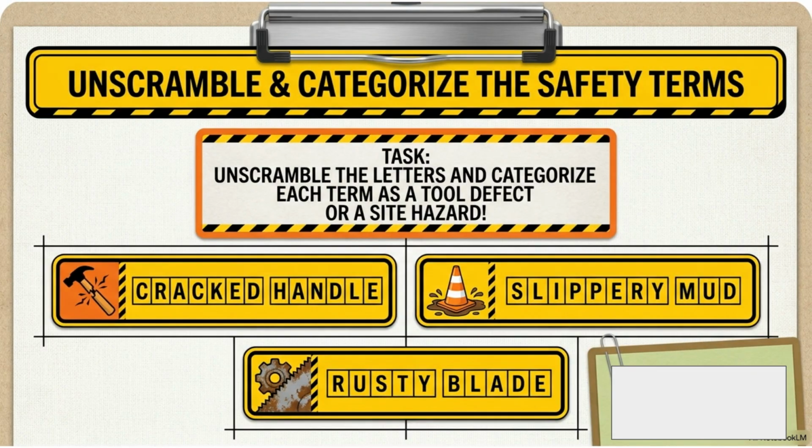Let's test your safety knowledge with a quick task. Can you unscramble these terms? You will need to categorize each one as either a tool defect or a site hazard.